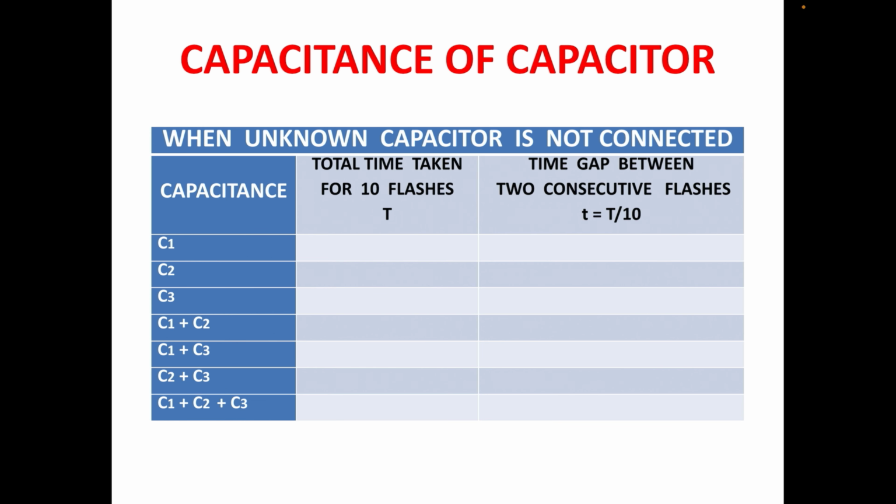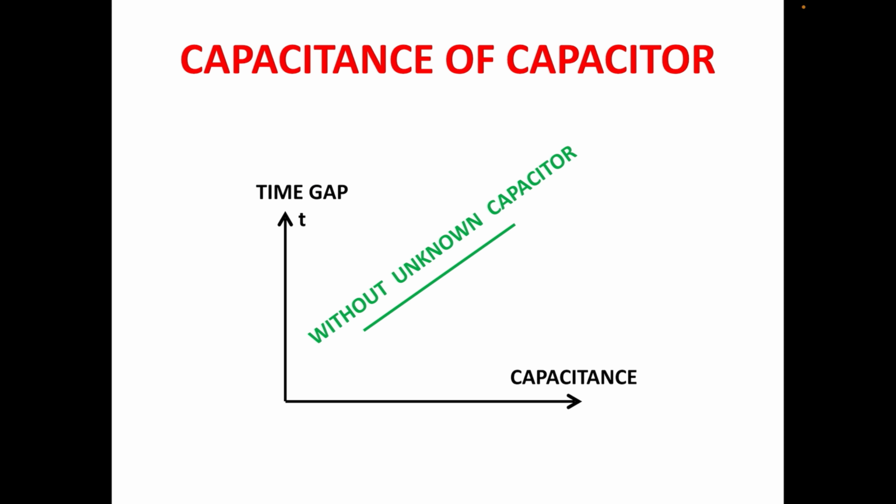Using the observed values of time taken for 10 flashes in first part of experiment when capacitor of unknown capacitance is not connected, calculate time gap between two consecutive flashes for each value of capacitance and plot a graph of time gap versus capacitance values.